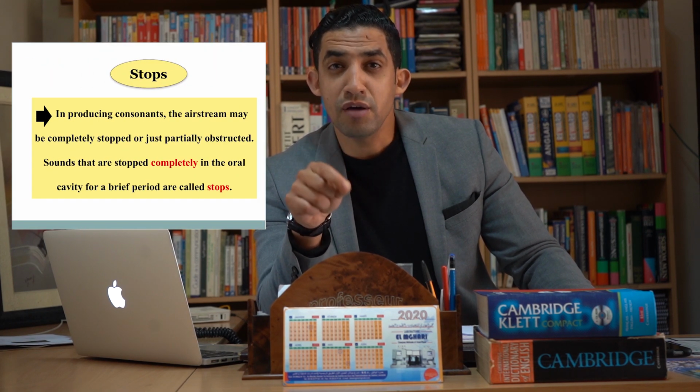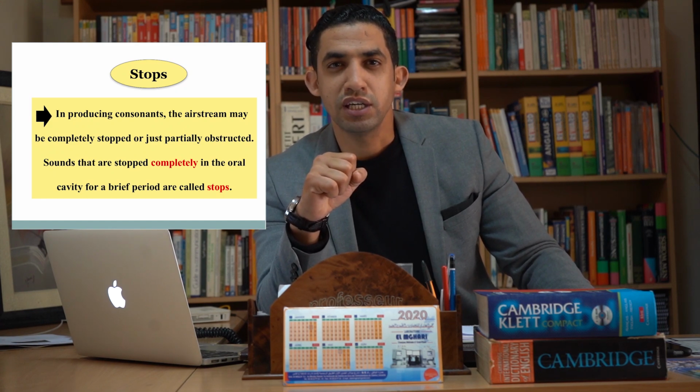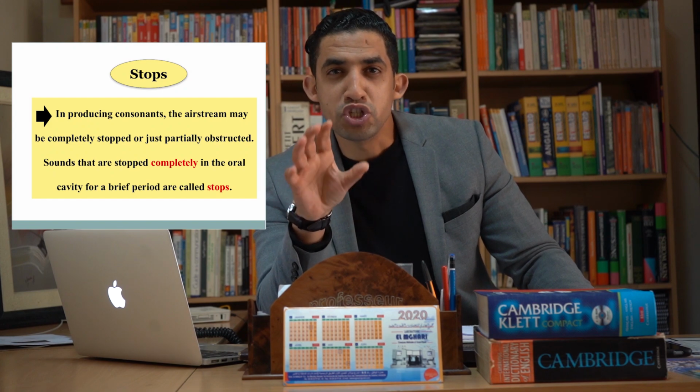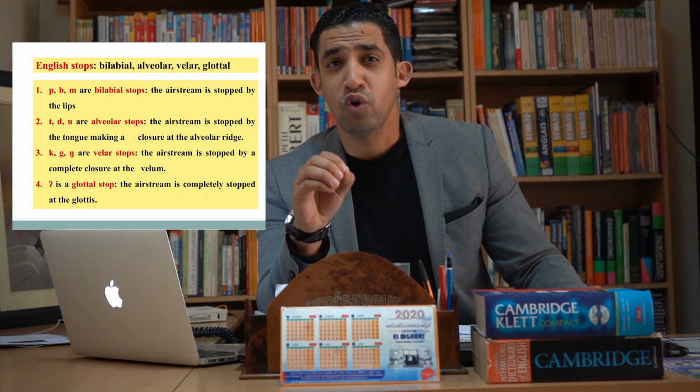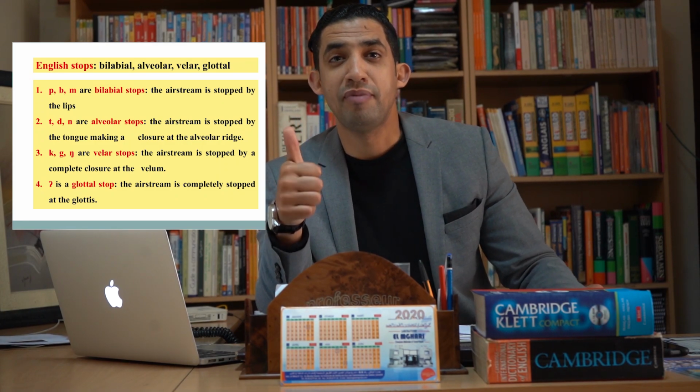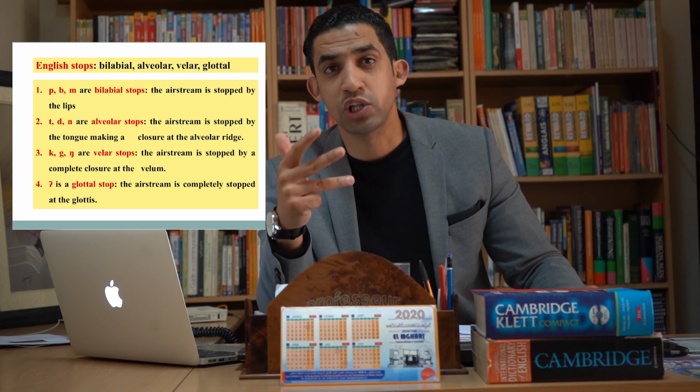The total obstruction as the first way of airflow release. We can find in this first way of airflow release the first category of sounds we call stops. What do you mean by stops? Stops are sounds which in their production the air is completely blocked in the vocal tract. So we call them stops. In English, we can find 4 categories of stops. We have bilabial stops, we have alveolar stops, we have velar stops, and we have glottal stops.